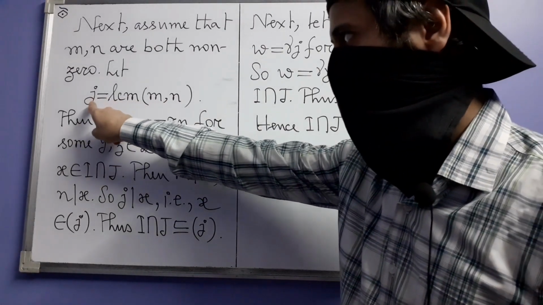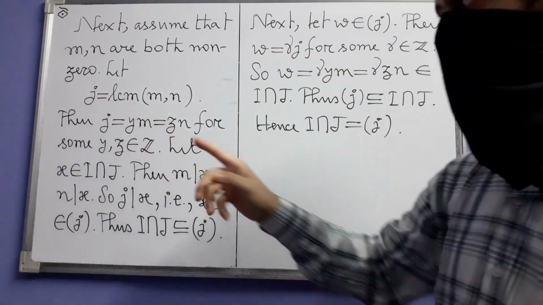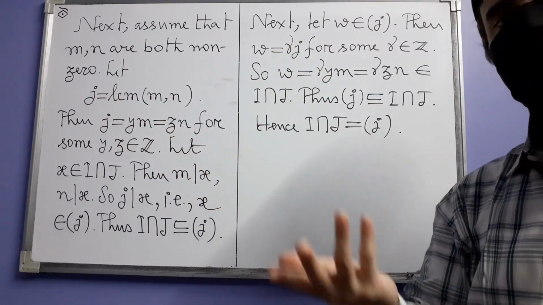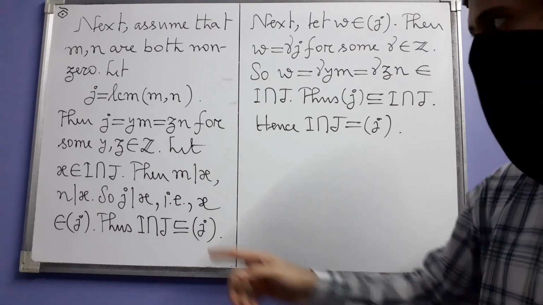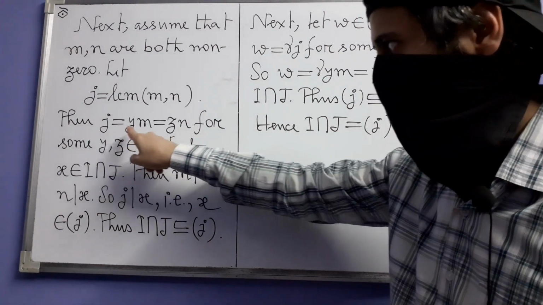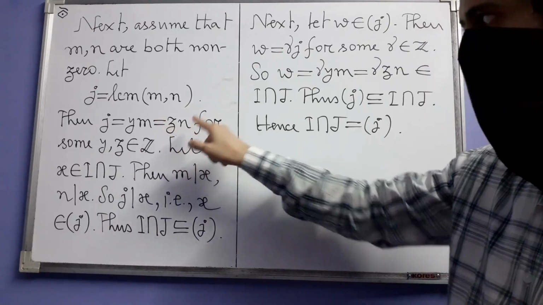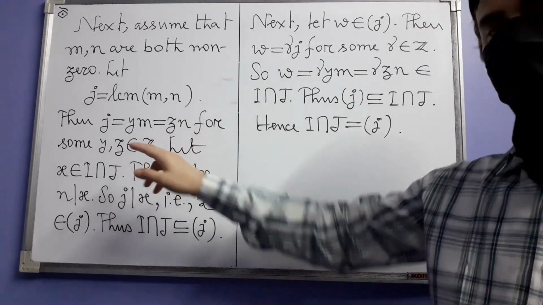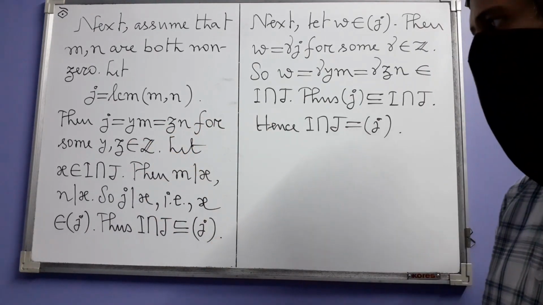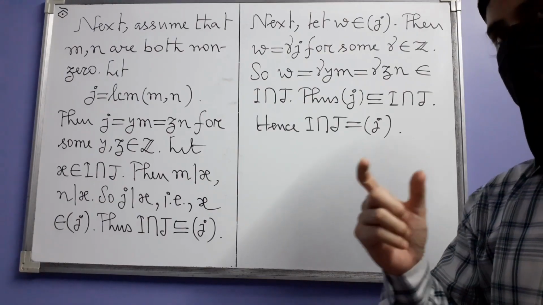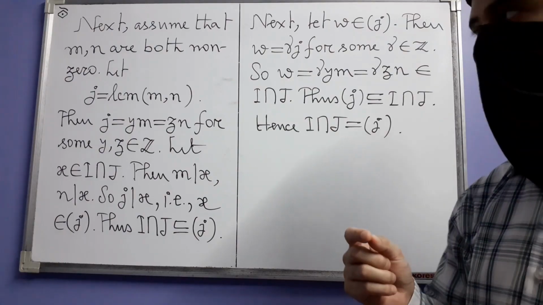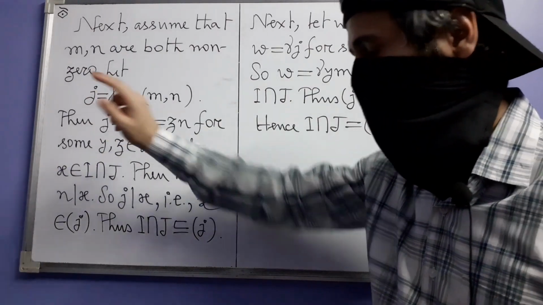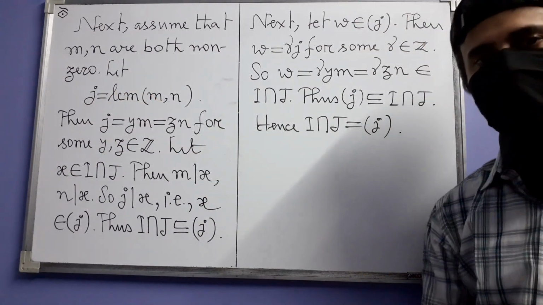So let's call that LCM l. Now the LCM is divisible by both of them, so the LCM is a multiple of both of them. So say l is ym and at the same time zn for some integers y and z. Alright. Now the claim is this, that the intersection of I and J will be the principal ideal generated by this l, the LCM of m and n.